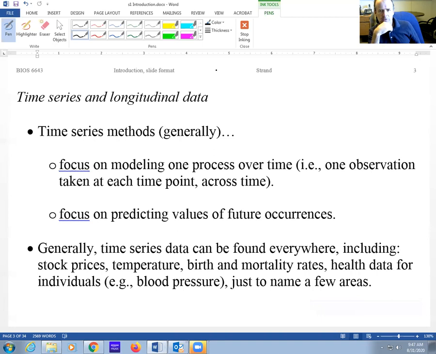But what you're doing is looking at one process. And when I say process, thinking in terms of the data that we're going to see, that would be like one subject. You have a lot of observations, a lot of times of measurement, but just one process. That's usually what we focus on in time series.